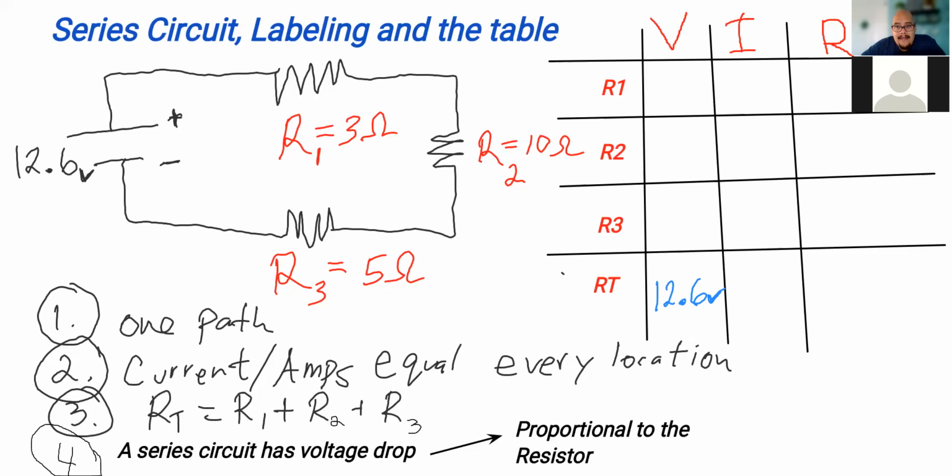Now I can also add what it's given. So on row number 1, we know that that's 3 ohms. And where am I getting that information? From the diagram on the left. Row number 2, that's 10 ohms. Row number 3, that's 5 ohms. And that is all the information that I have.